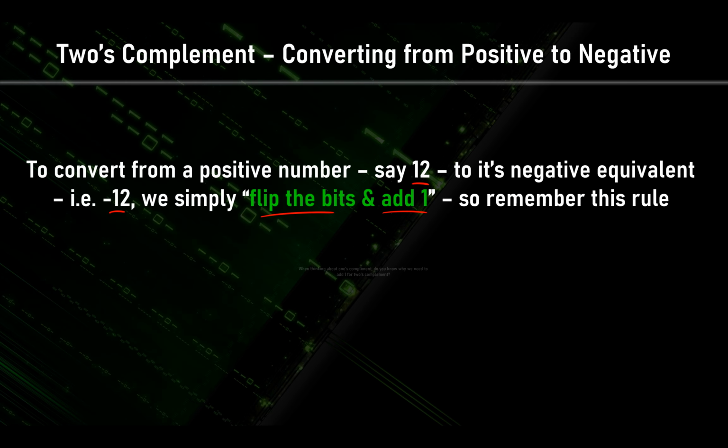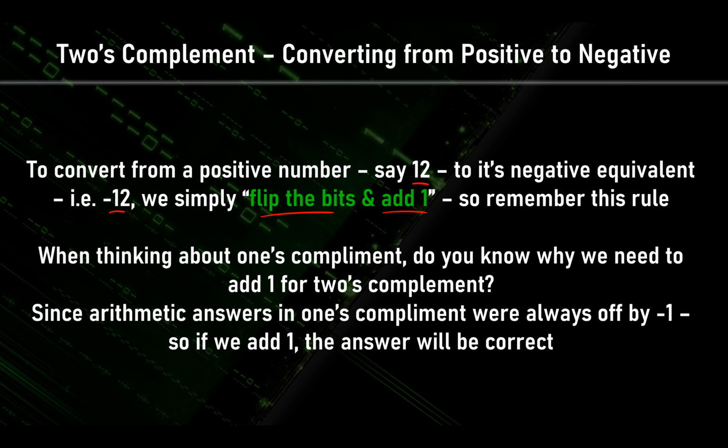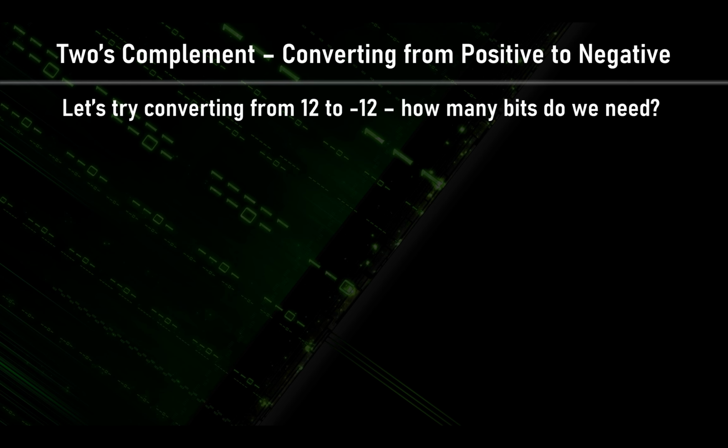The reason is that arithmetic answers in 1's complement were always off by minus 1, therefore if we add 1 to the answer, then the answer will be correct. So if we want to try converting from 12 to minus 12, how many bits do we need?